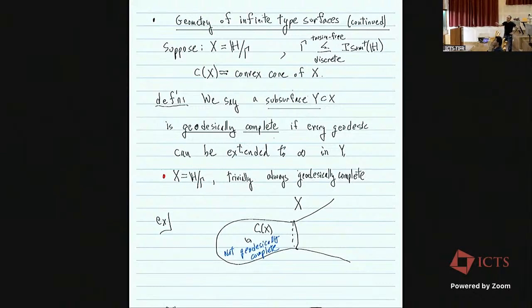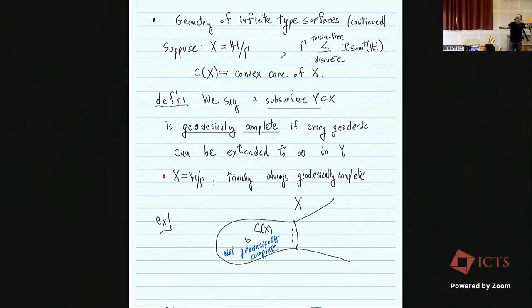So you can ask, when is the convex core geodesically complete? Before I get to that, the whole surface is trivially geodesically complete, since every geodesic can be extended infinitely far. If you look at the convex core, here's an example we talked about for a finite type surface. This convex core gets cut off over here, because this is a funnel. And remember the convex core, there's a number of ways of defining it. It's the smallest closed convex set that contains all of the closed geodesics.